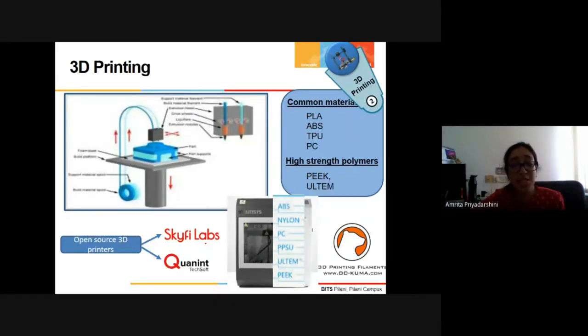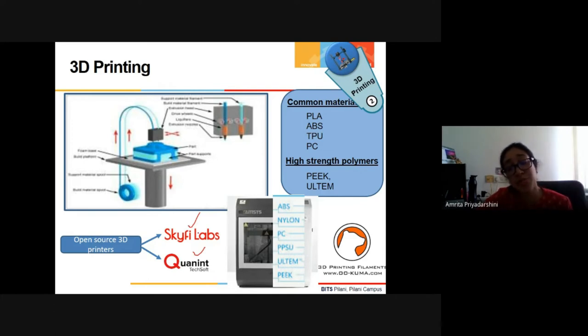basically the development is, there are machines coming up where the equipment is flexible enough to use materials of other grades, not necessarily purchased from that supplier only. So now that kind of flexibility is also coming up. So we have something called open source 3D printers. Here are the names which are mentioned here.